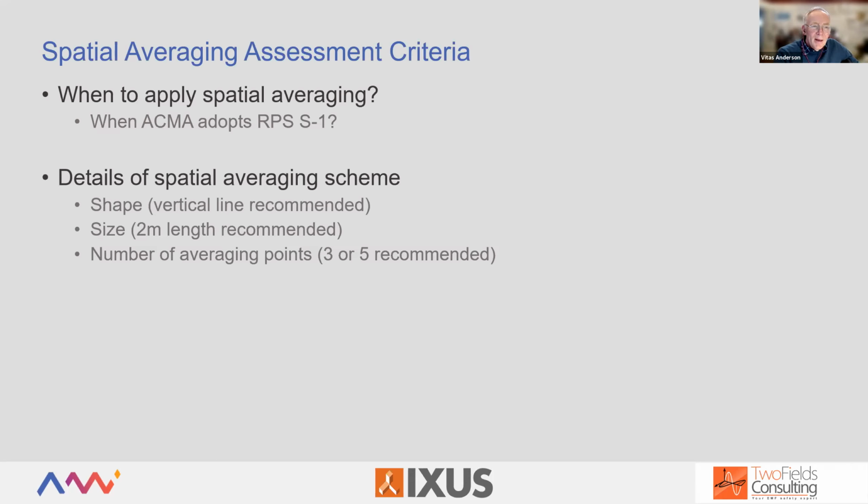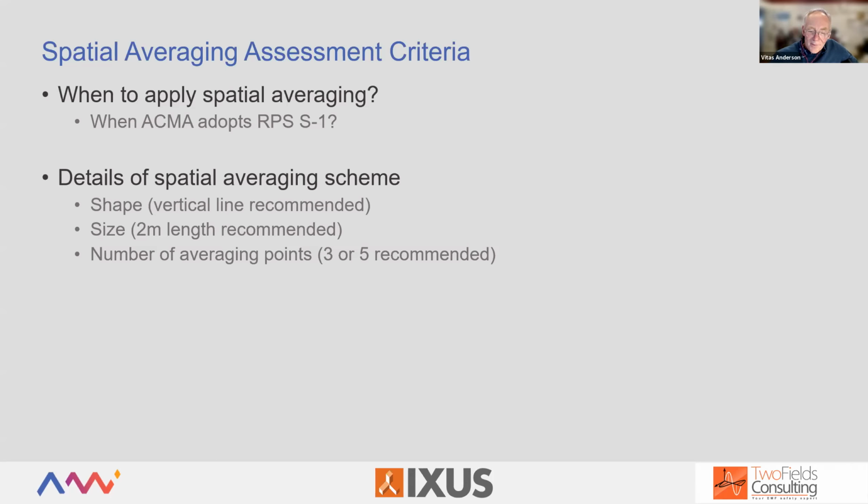And then in terms of number of averaging points, probably 3 or 5 would be recommended. But again, that depends on just how well the spatial averaging for those 3 or 5 points ensures compliance with the basic restrictions. But 3 and 5 are a good number in terms of computational efficiency. So that's just something that we need to look into a little bit more. Sorry, I couldn't be more definitive about that.